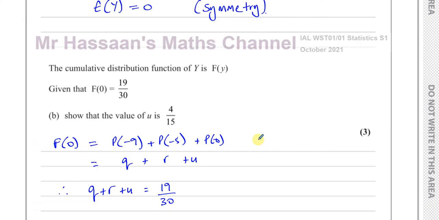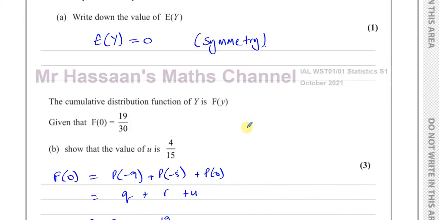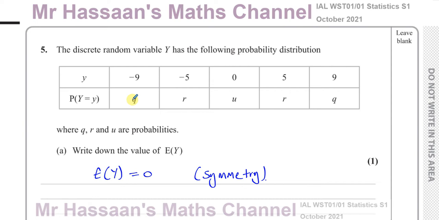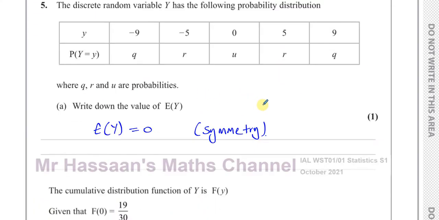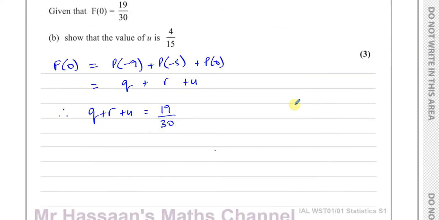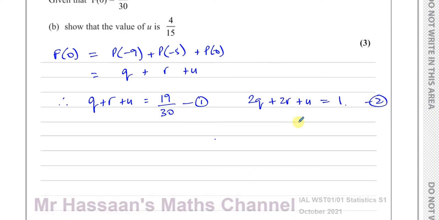And what else do we know? We want to find the value of u. It's 4 over 15. We also know that the sum of the probabilities in any probability distribution must be equal to 1. If I add up the probabilities of every item together, they must be 1. So you've got 2 q's plus 2 r's plus u. The sum of those must all be 1. So we can also say that 2q plus 2r plus u must equal 1. So we have these two equations which we can try to solve simultaneously somehow to find the value of u.